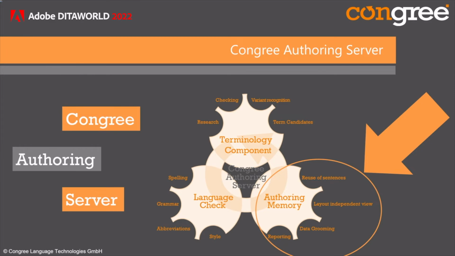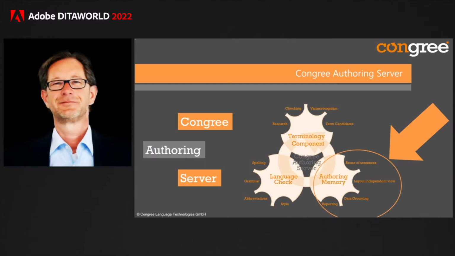But there also is something which adds much more to content optimization, and that is, if I already have optimized, quality checked content, proven content, that's great. But what could make the picture now complete? What could be consequent now? And that is to reuse already quality checked content, to bring that back into the content creation process. And that's the third component which we have in the Congree Authoring Server. And this is what we call authoring memory, or also known as reuse.